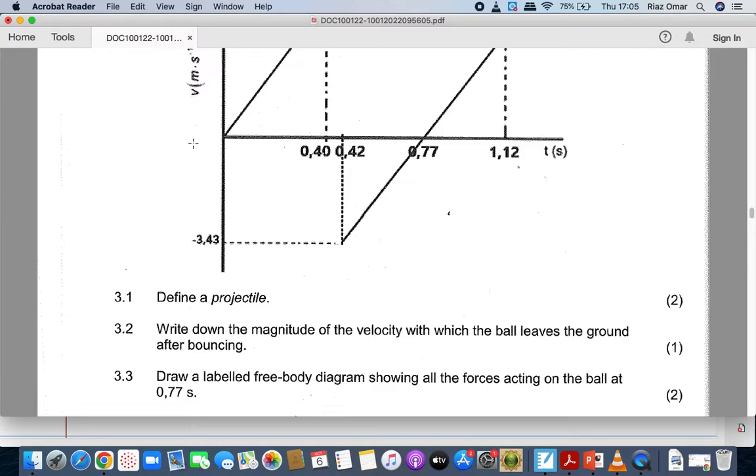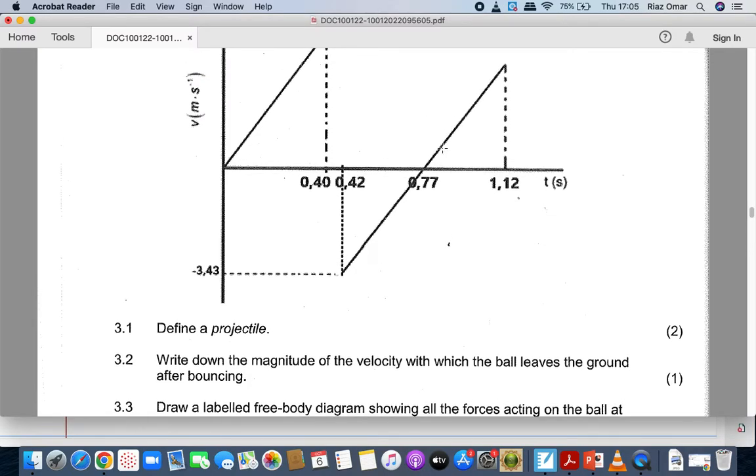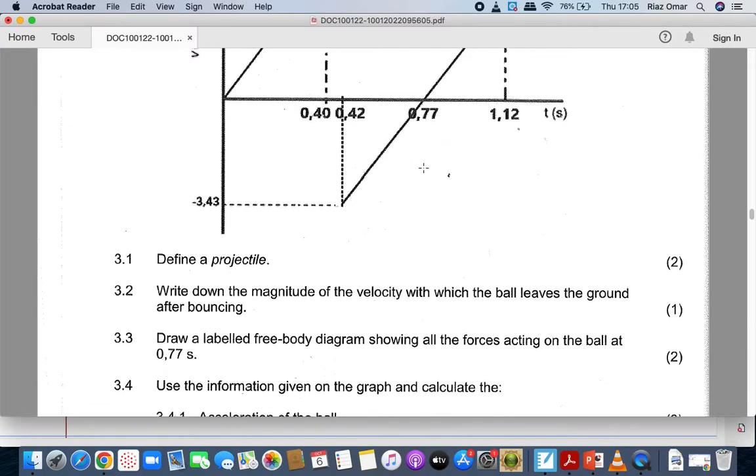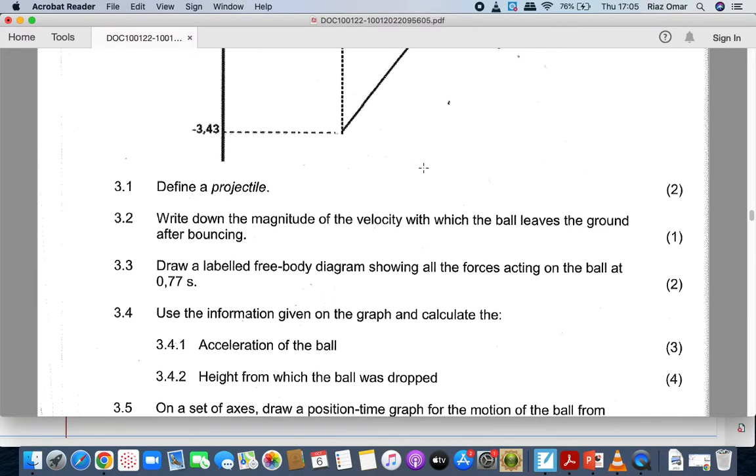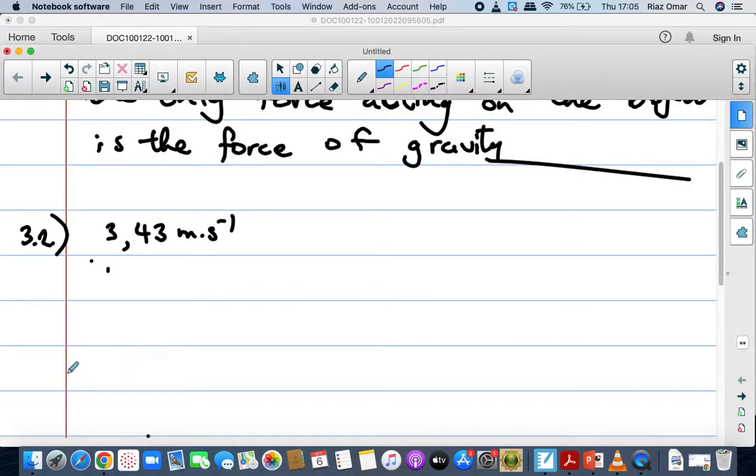3.3. Draw a labeled free body diagram showing all the forces acting on the ball at 0.7 seconds. So at 0.7 seconds, we've mentioned that this is where the ball leaves the ground and then it goes up, and this is where it reaches maximum height and then it goes back down. So 0.7 seconds is when it reaches maximum height. So what are the forces acting on it when it reaches maximum height? The force acting on it will be the force of gravity. So we'll have to write that down.